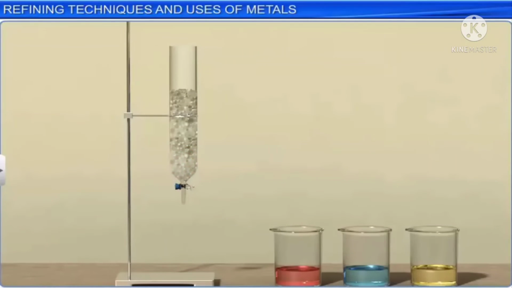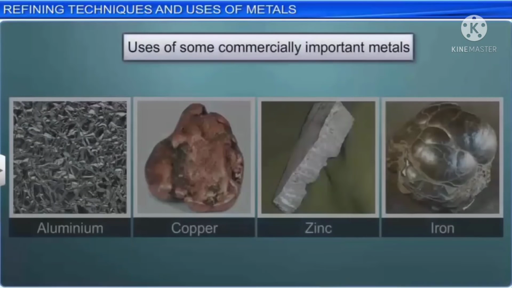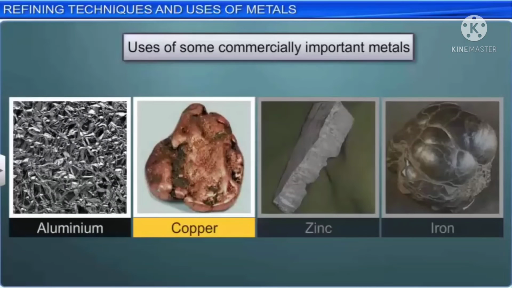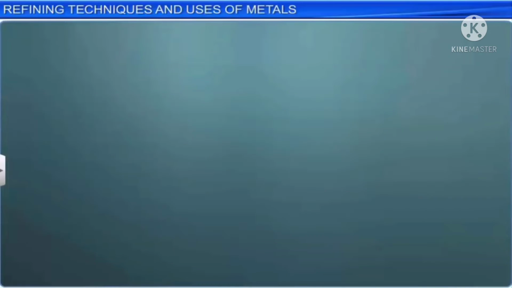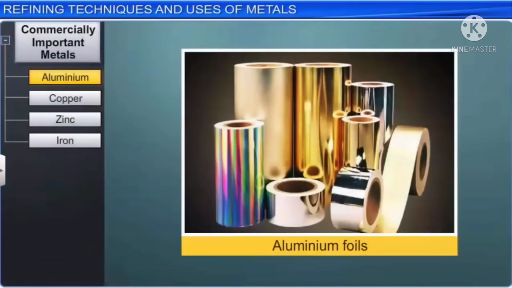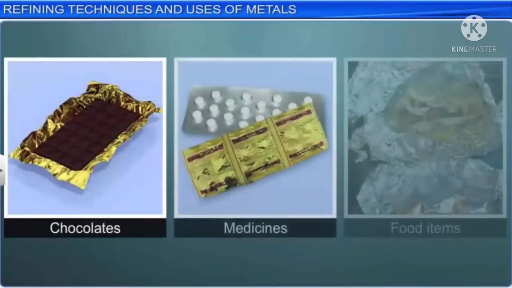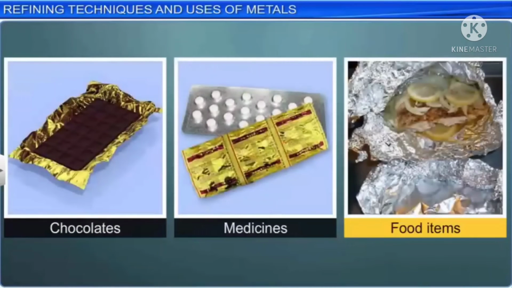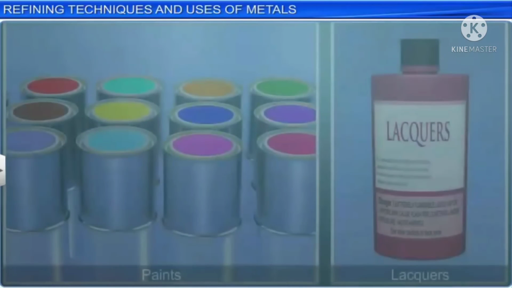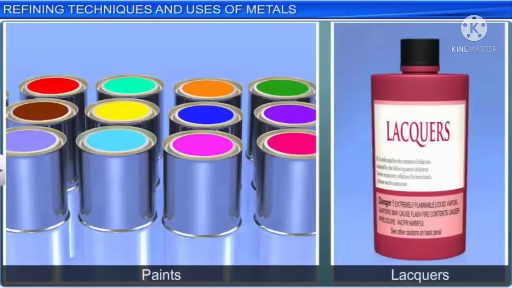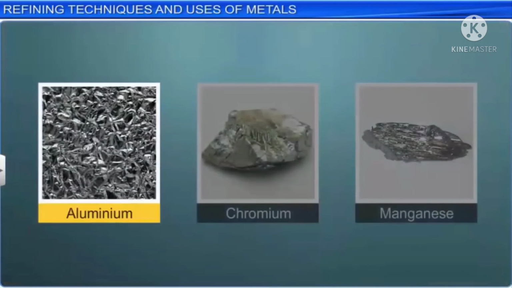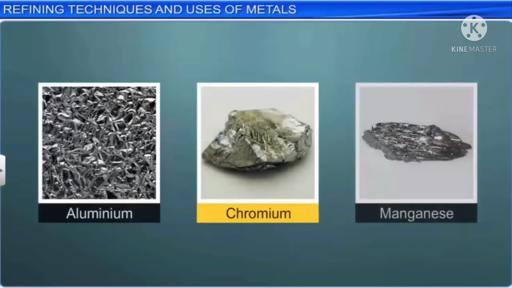Let us now study the uses of some commercially important metals such as aluminium, copper, zinc, and iron. Aluminium foils are used as wrappers for chocolates, medicines, and food items. Aluminium dust is used in paints and lacquers. Since aluminium is more reactive than chromium and manganese, it is used in the extraction of these elements from their oxides.